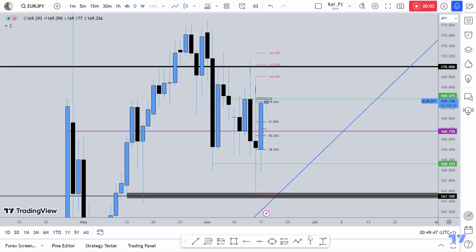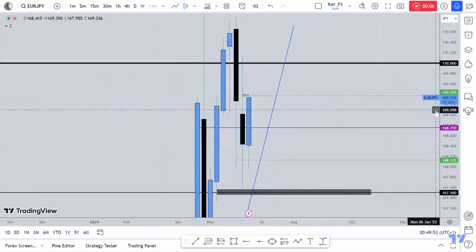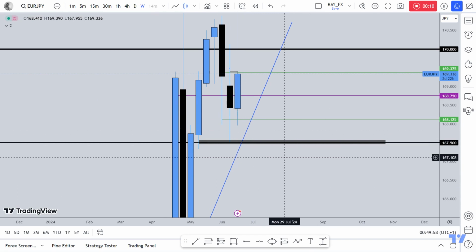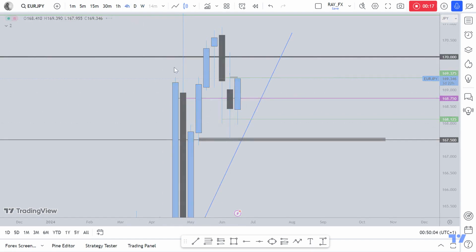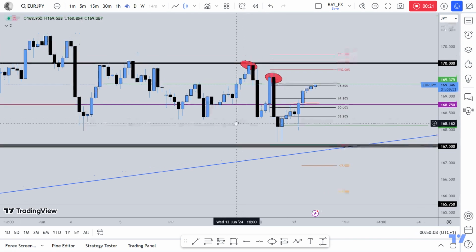Now looking at EJ. From last week, I was more or less positive the price was going to come back into 167,500. Though we did last week, I was expecting another leg to the downside following the 4-hour structure from Monday.